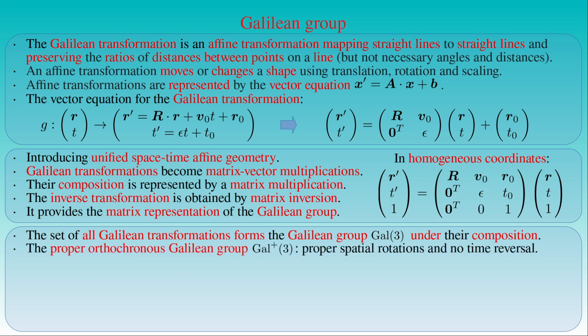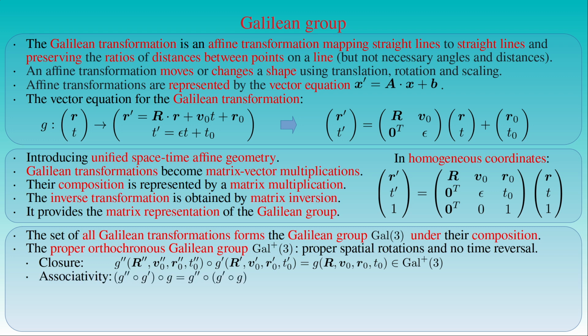mechanics. Restricting the transformations to proper spatial rotations and excluding time reversal yields the proper orthochronous Galilean group Gal plus 3. This group satisfies the following axioms. The composition of any two Galilean transformations G double prime and G prime is again a Galilean transformation, establishing the closure relation with a well-defined binary operation on the group. Here the rotations, the boost, and the space and time translations of the result G of the group operation have already been computed in the previous point.